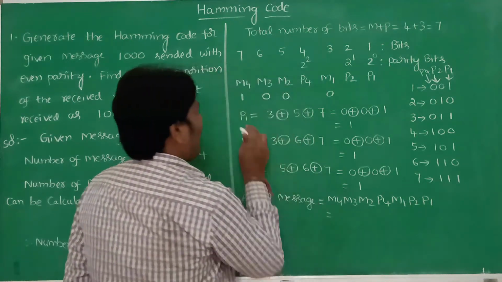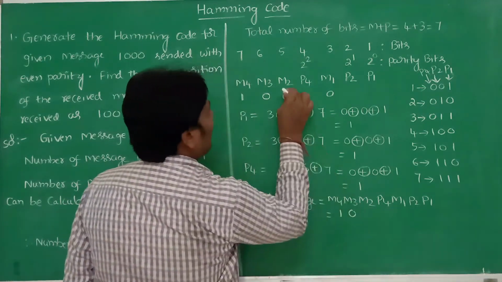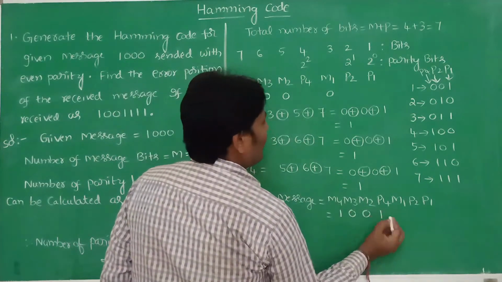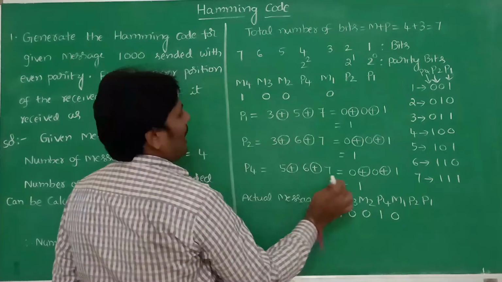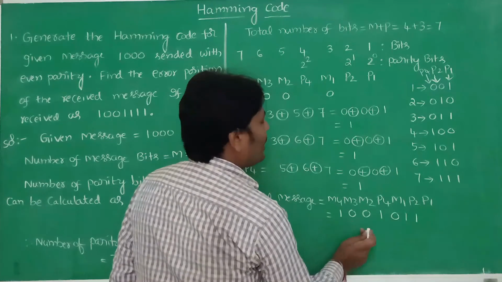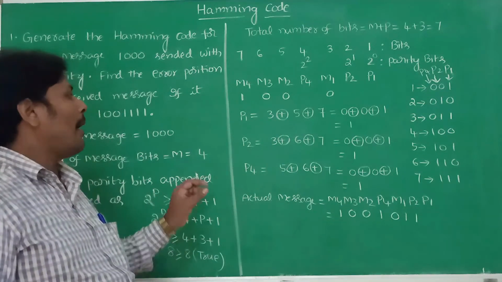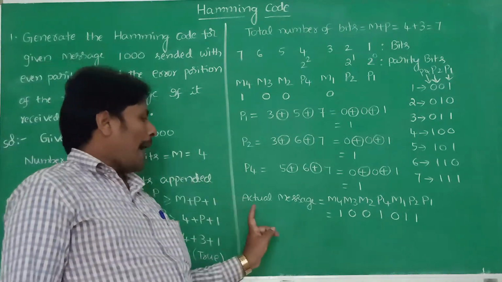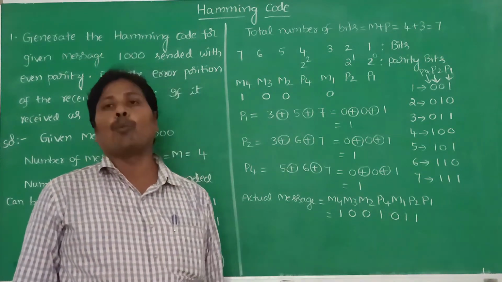What is M4 value? 1. What is M3 value? 0. What is M2 value? 0. What is P4 value? That is 1. What is M1 value? That is 0. What is P2 value? 1. What is P1 value? 1. So 1 0 0 1 0 1 1. After adding these three parity bits, the actual message is 1 0 0 1 0 1 1.